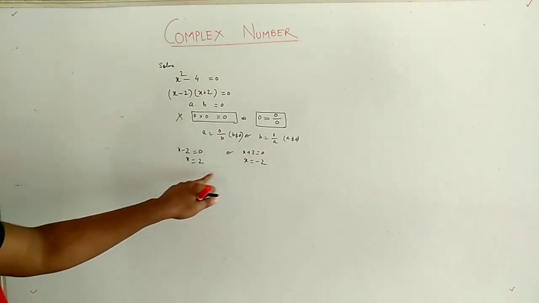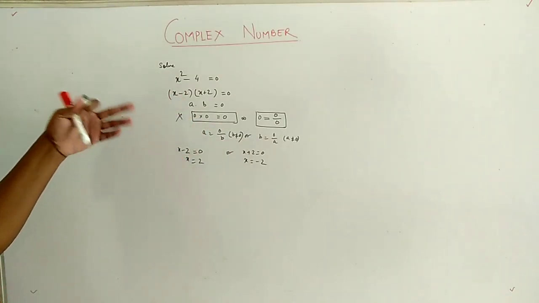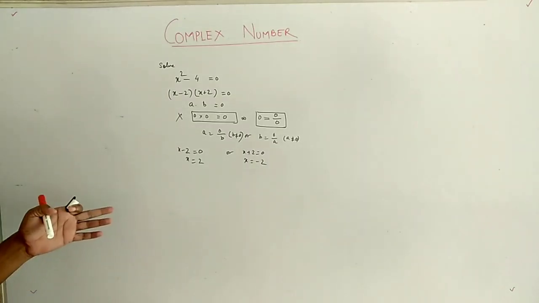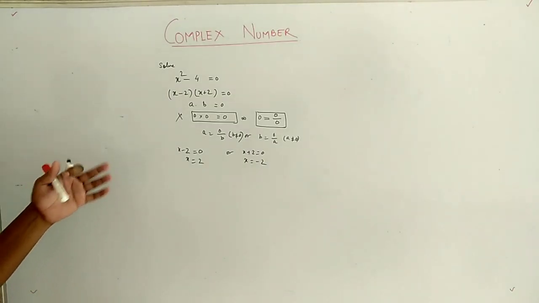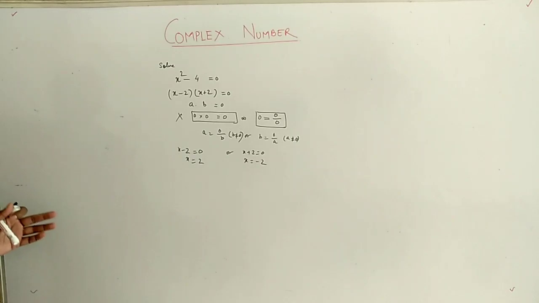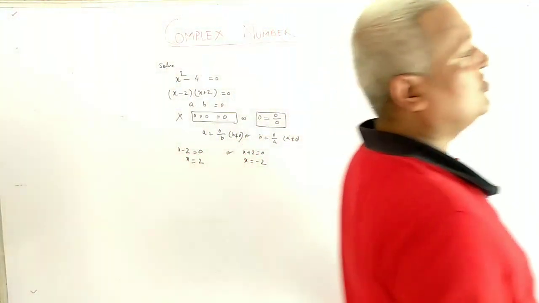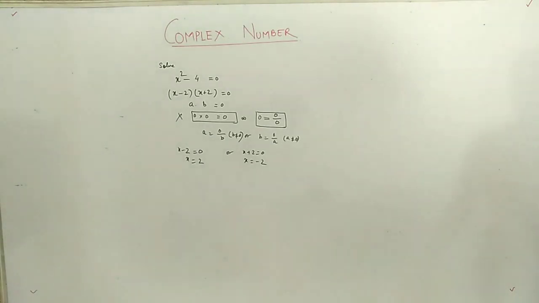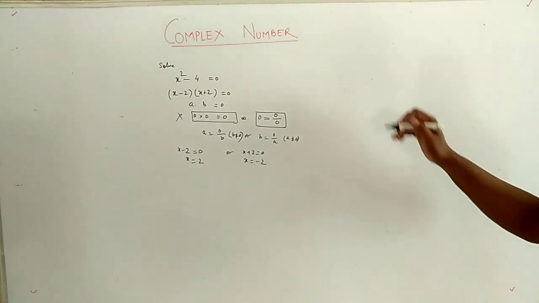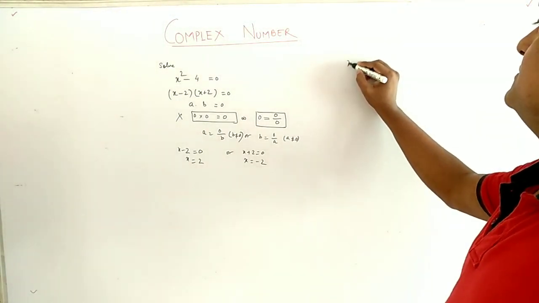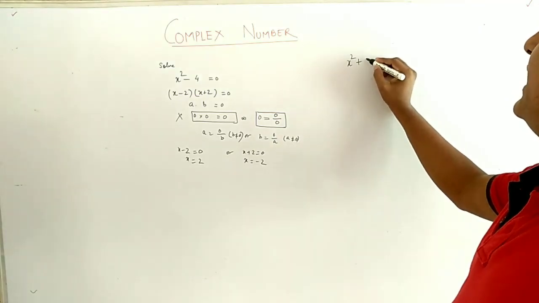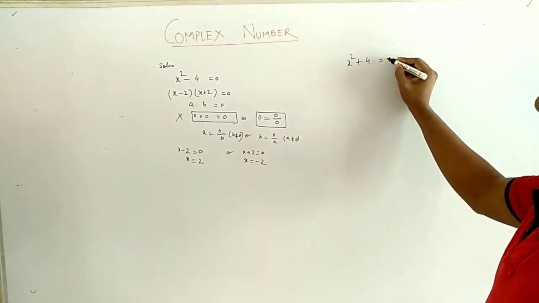These two numbers are real numbers, and this equation is a real valued function which takes in some real numbers and gives out some real numbers, and this solution is called a real solution because both answers are real numbers. Now what happens if the equation becomes x square plus 4 equals 0?